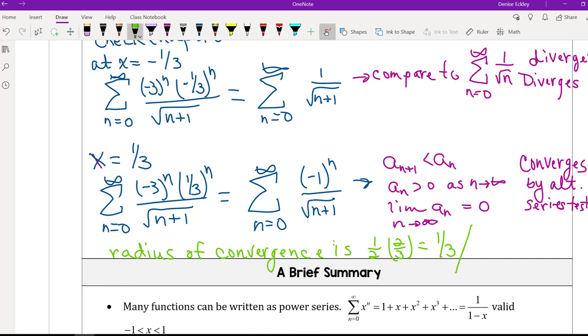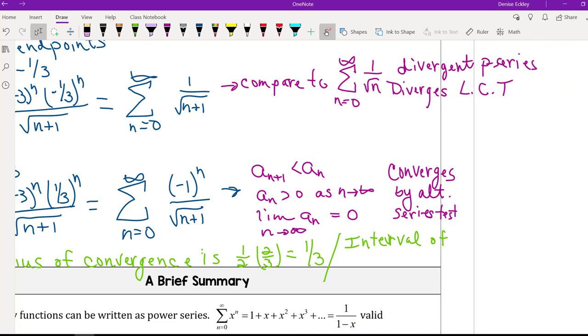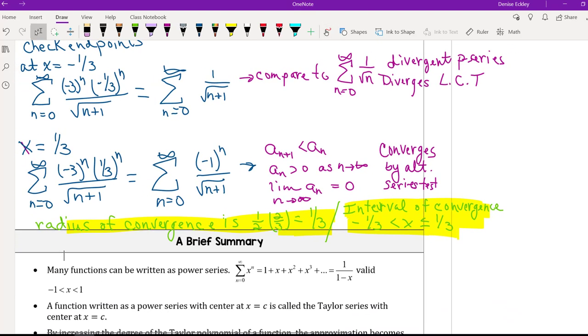And our interval of convergence is negative 1/3 is less than x, which is less than or equal to positive 1/3, because I can include that since the alternating series test told me that it converged at that endpoint.